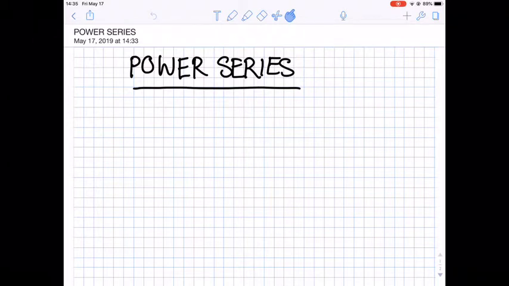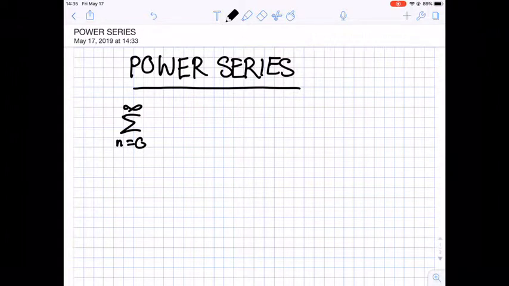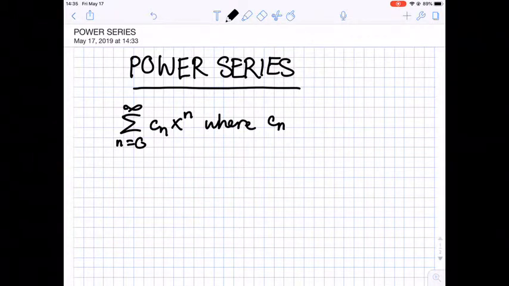So first we will start with the power series. Basically, a power series is a more general term for a geometric series. The general term for a power series is the sum to infinity with n starting at 0 of Cn times x to the power of n, where Cn is usually a constant.